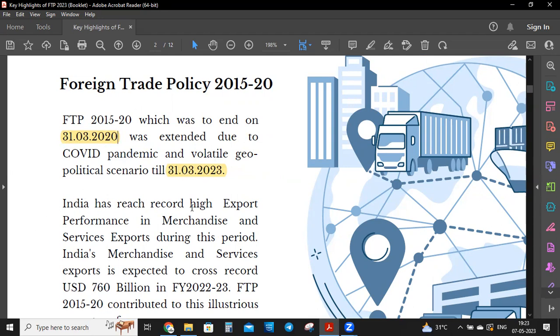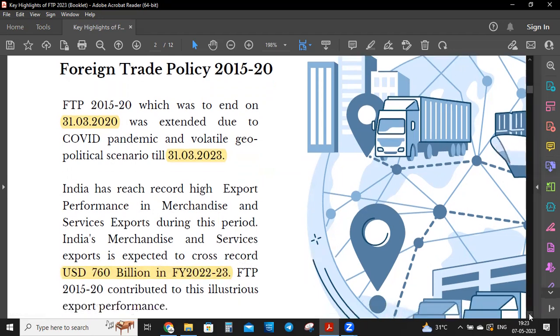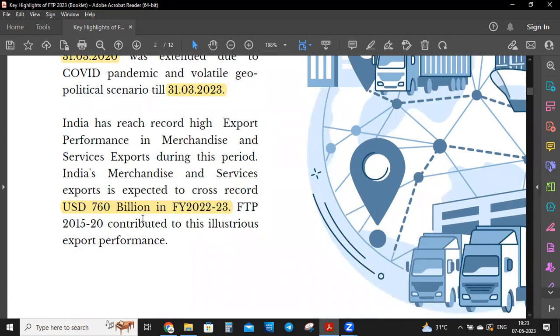India has reached record high export performance in merchandise and services export during this period. India's merchandise and services export is expected to cross a record USD 760 billion in financial year 22-23. So foreign trade policy 2015 to 20 contributed to this illustrious export performance.